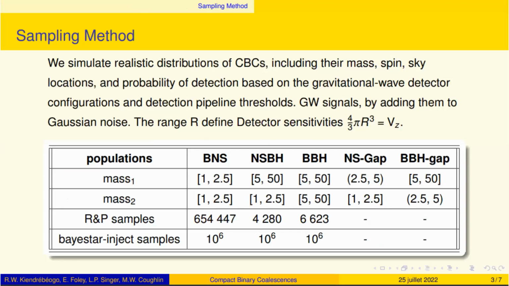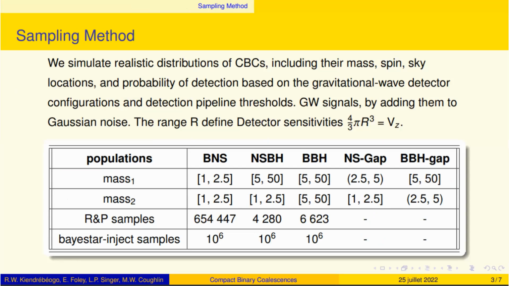All right, so a little bit more about the actual sampling methods themselves that we use. We grouped our source populations into different types of merger events based on different mass intervals of the two objects involved. Below those intervals, you can see the number of samples for each merger event in the populations.